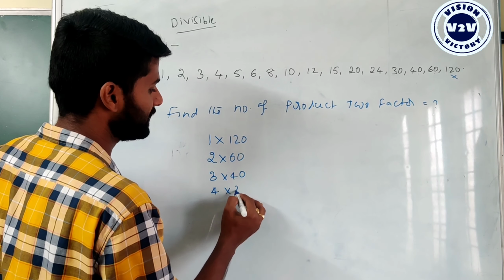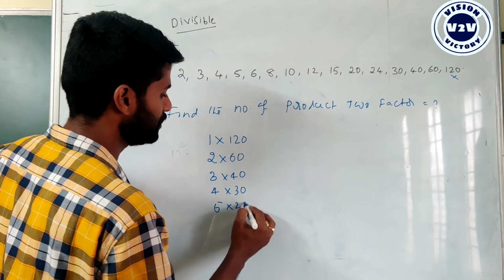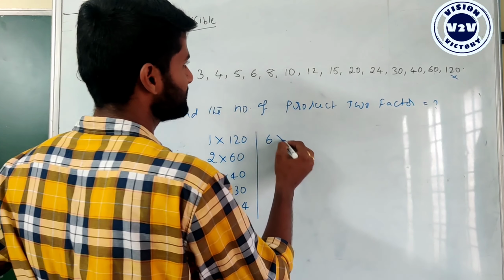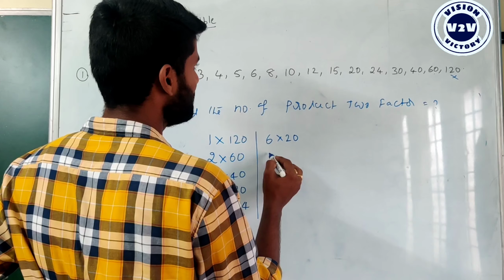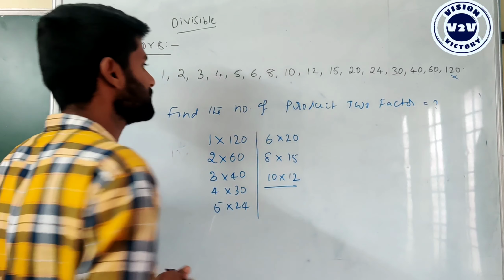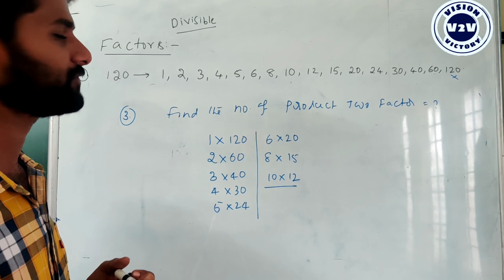And this is for 4 into 30 and 5 into 24. All the products become 120. And the next one, 6 into 20. And the next one, 8 into 15 and 10 into 12. For these questions, the product of two factors, how many are there for 120?